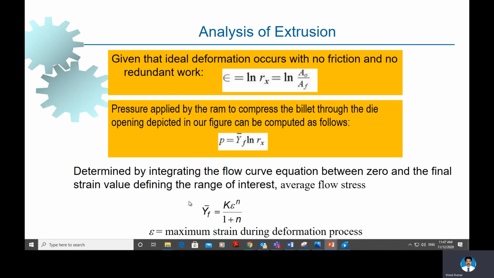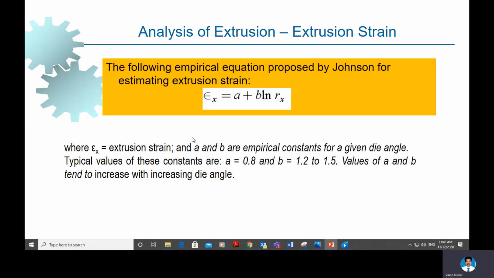Now we know the flow stress we studied before, in the flow curve in the plastic region. The average flow stress required is K, the strength coefficient, times epsilon, the strain, raised to n, the strain hardening coefficient, divided by 1 plus n. This is called the average flow stress that needs to be substituted here to find the pressure applied.